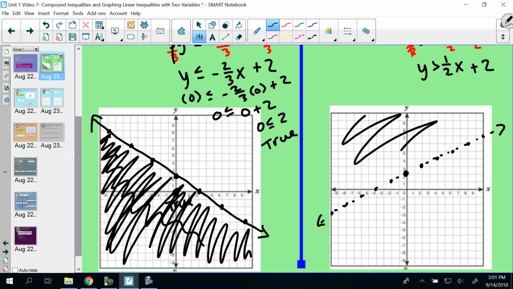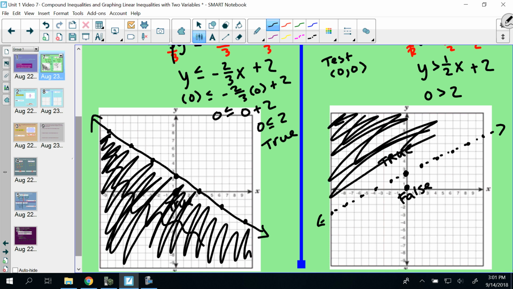Let's test 0, 0 again. So if we test out the point 0, 0, since our line's not going through there, we get 0 is greater than. Half of 0 is still 0, plus 2 would be 2. Is 0 greater than 2? No, 0 is not bigger than 2. That means this side comes out to be false, because here's where 0, 0 is right here. That means the set of points on the other side of the line should come out to be true. We always shade the true side.